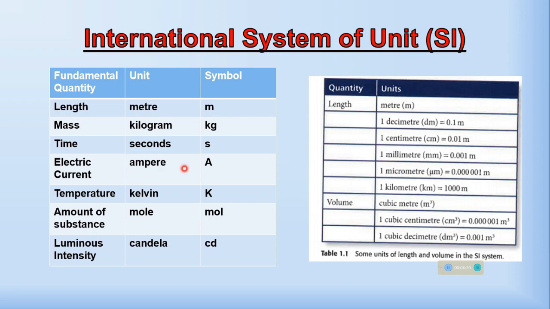Never use a dot after a symbol. We cannot write m dot, kg dot, s dot. And symbols are never written in plural. For example, we write 1 m, 100 m, not 100 ms, and not 65 kgs or 65 gms. We only use g for gram. In this table, we have given some important relationships for when we need to convert our units from one measuring system to another measuring system.